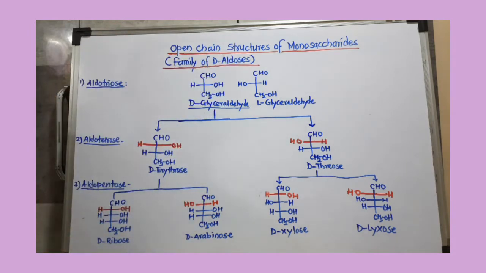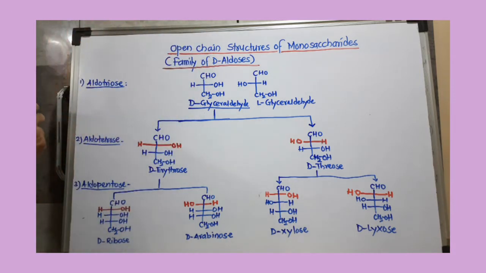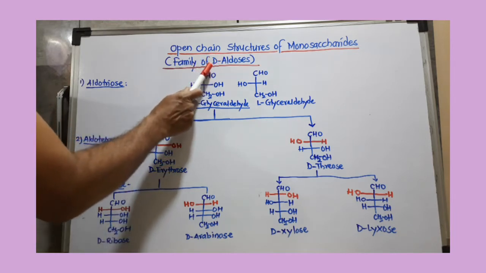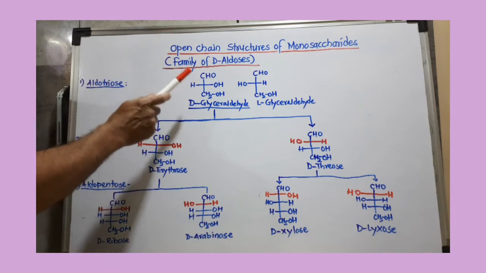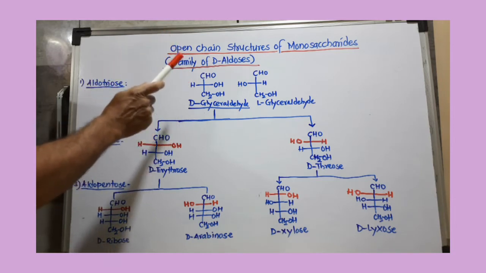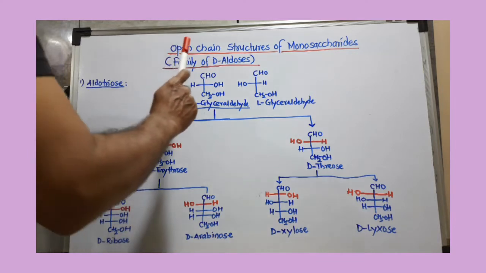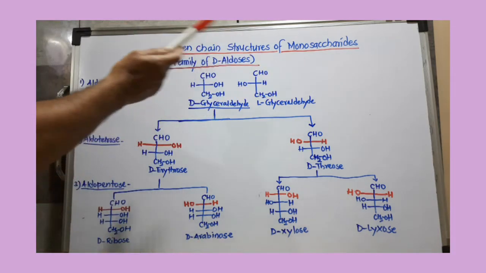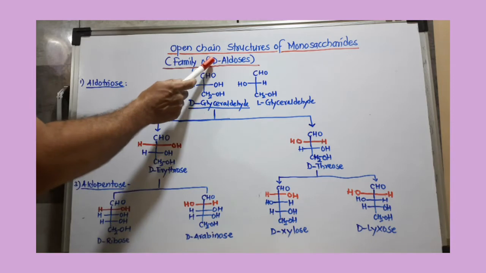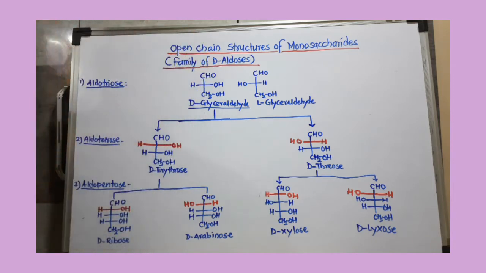D-aldoses means what? D, you know very well if you have seen my previous video, is the configuration of the chiral carbon which is away from the carbonyl group. If that configuration has the OH group towards the right hand side, then it is D. And if the OH group is towards the left hand side, then that will be L.